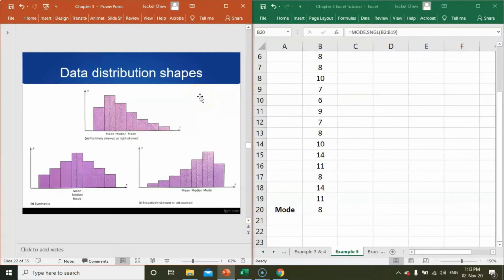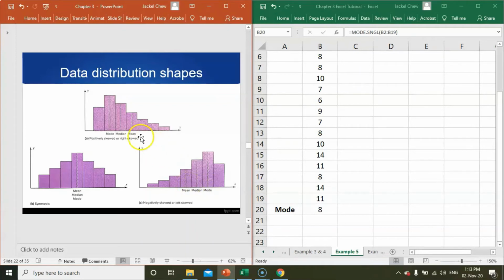And then there are 3 types of data distribution shapes, such as positively skewed, symmetric, and negatively skewed. For positively skewed, the mode is the highest, followed by the median and mean. For symmetric, the mean, mode, and median all lie on the same point. That means the symmetric distribution can also be known as the normal distribution. And then for negatively skewed, the mode is the highest, followed by the median and mean.